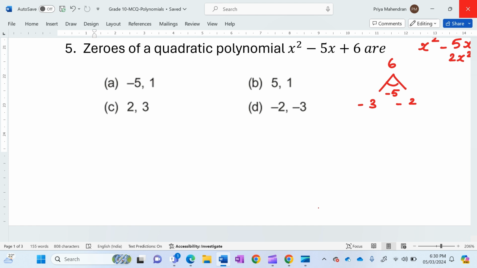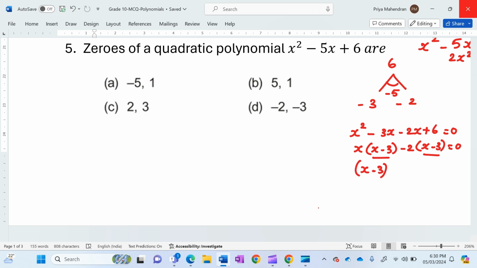So it is minus 3 and minus 2. So the polynomial can be split as x square minus 3x minus 2x plus 6 equal to 0. Now take x commonly outside. So it is x minus 3, and here if you take minus 2 commonly outside, again it is x minus 3 equal to 0. Again there is a common term x minus 3, take it outside, so remaining will be x minus 2 equal to 0.